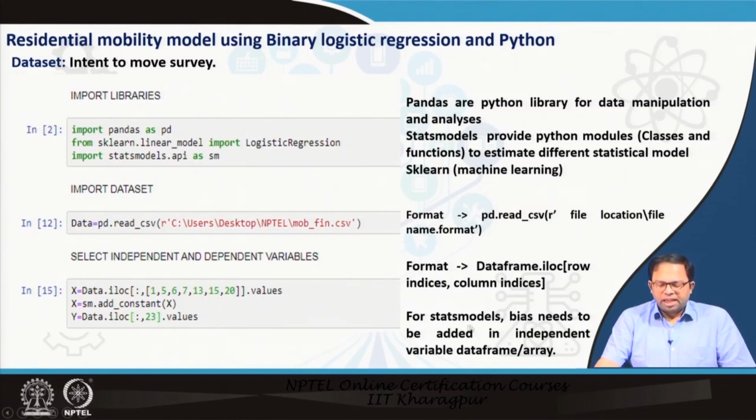For statsmodels, a bias needs to be added in the independent variable data frame. That's why this particular constant has to be added. So this is a bias. This beta 0 is called the bias variable, right? So that's why we are adding that.